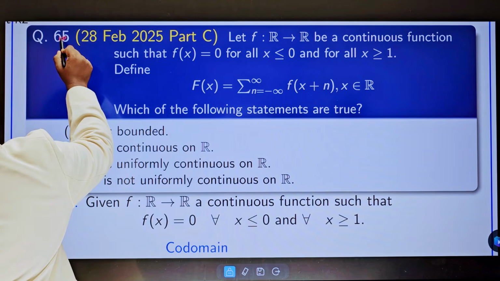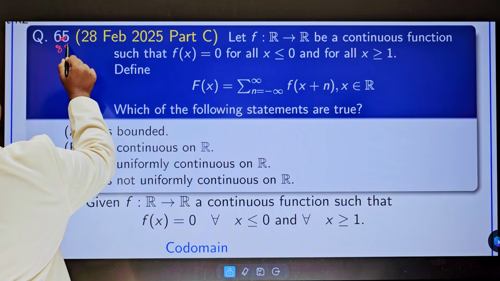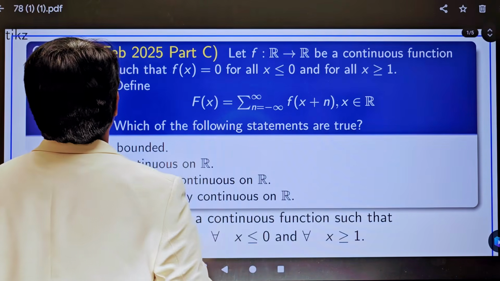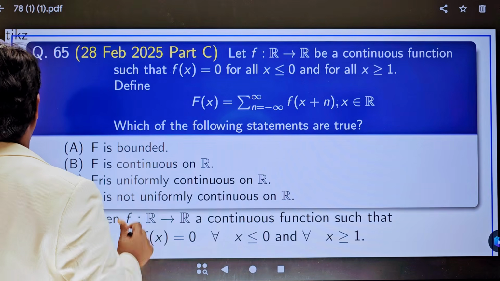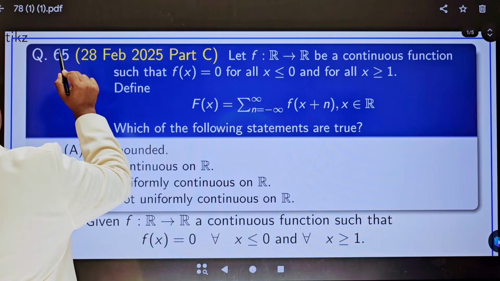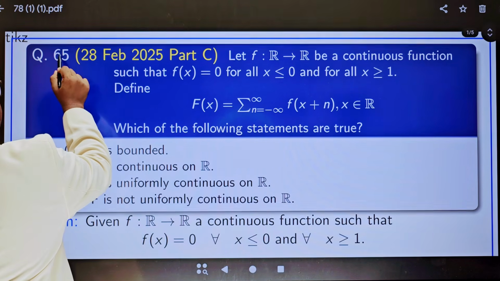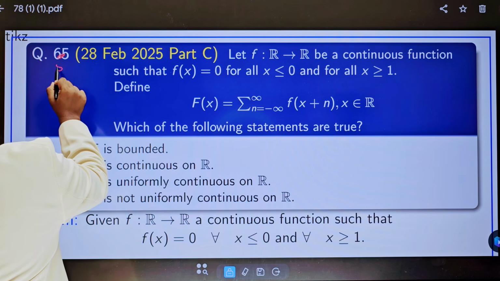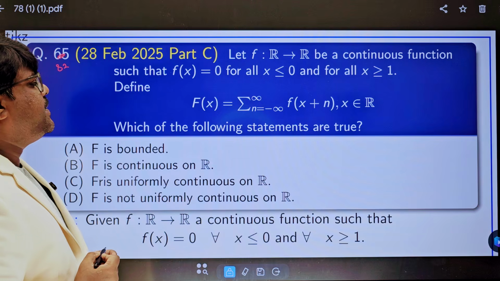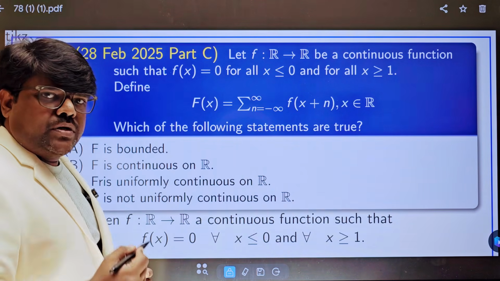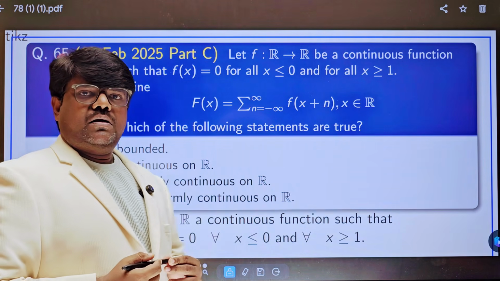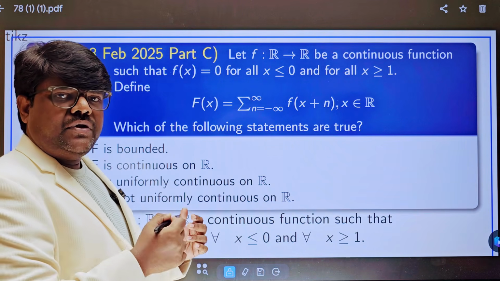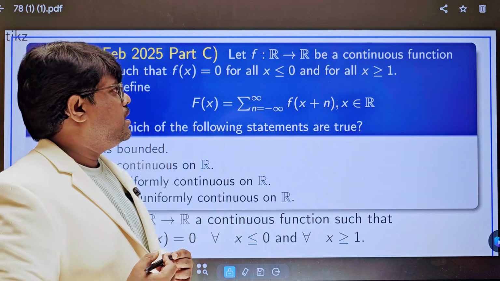The question number is 82. Question number is 82. CSIR NET Mathematical Science. Students, first understand the question and the options, then we will solve.